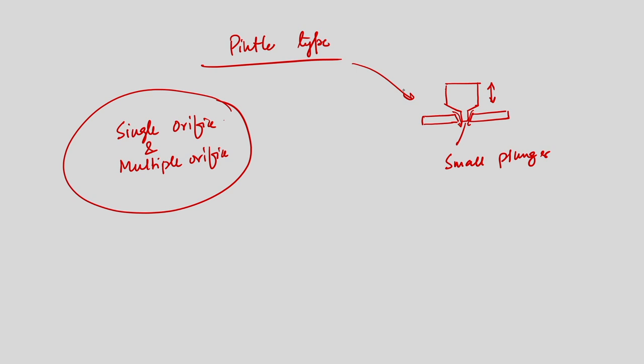We have a small plunger, that is the pintle. The plunger is reciprocating, it can move through the passage. Now the movement of the plunger controls the fuel that will be injected into the cylinder. That means the movement of the plunger controls the passage through which fuel is being supplied into the cylinder. Single orifice or multiple orifice nozzles are used.